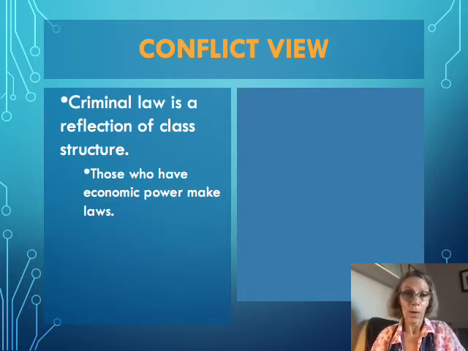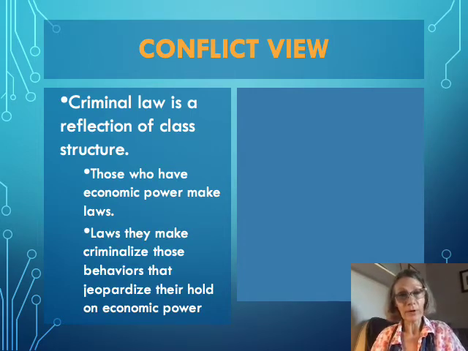And so the more wealthy you are, the more likely you are to hold elected office. The less wealthy you are, the less likely you are to hold elected office. So those who have economic power are the ones who are making decisions about what is considered criminal. They go a step further and they say that the wealthy make laws that criminalize the behaviors that jeopardize their hold on economic power. Okay? So people who have economic power want to criminalize behaviors that jeopardize their position on economic power.